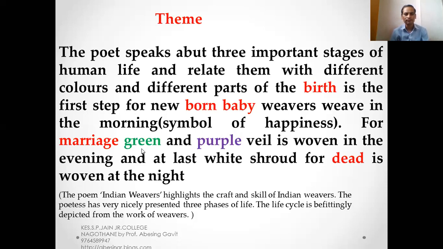For the marriage, a green and purple veil is woven in the evening. In the evening, they make the veil for the wedding. The colors used are green and purple.